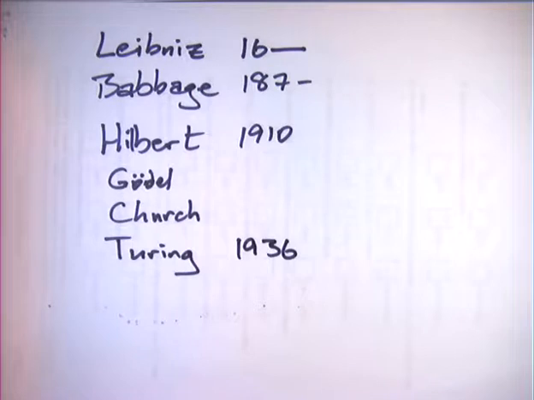I believe he was a PhD student at the time. And at that age, he was like a third-year PhD student. In 1936, he described this model of how computers work and abstracted it away into what we now call the Turing machine.